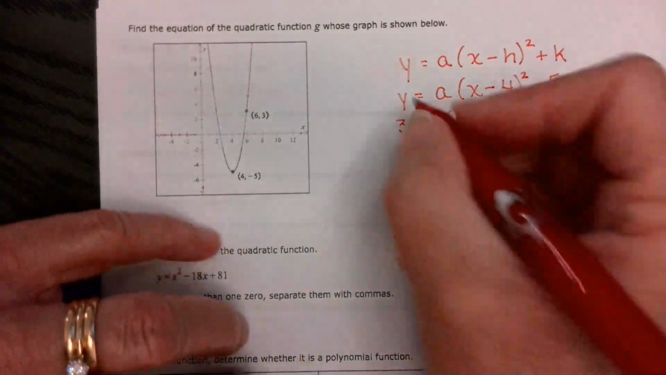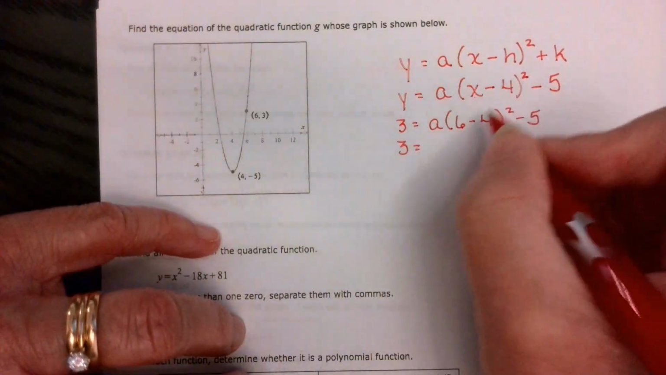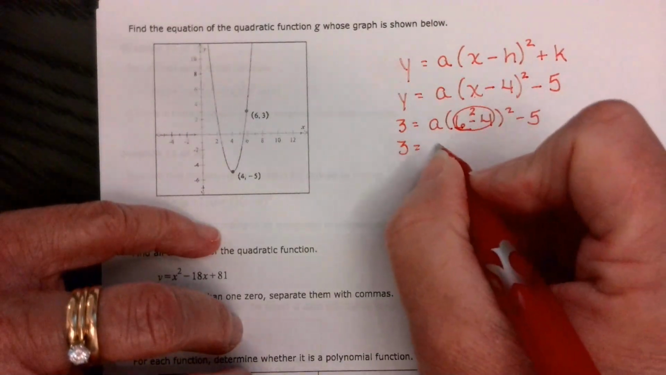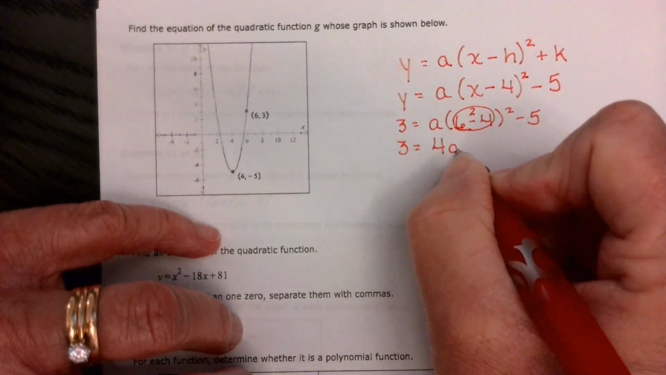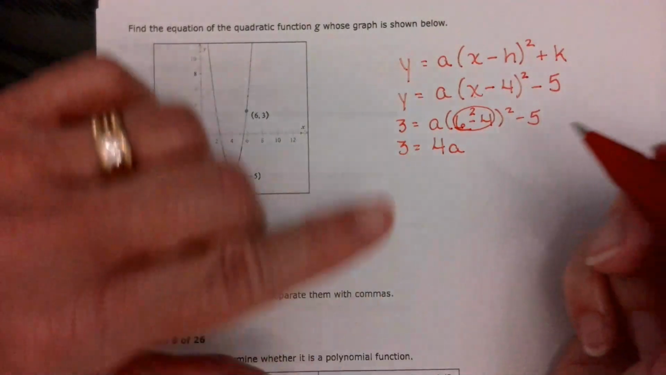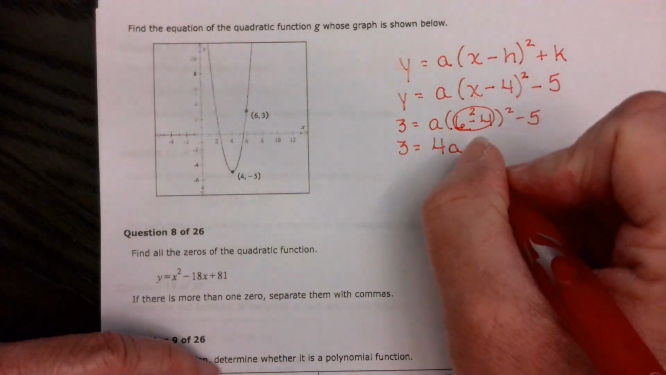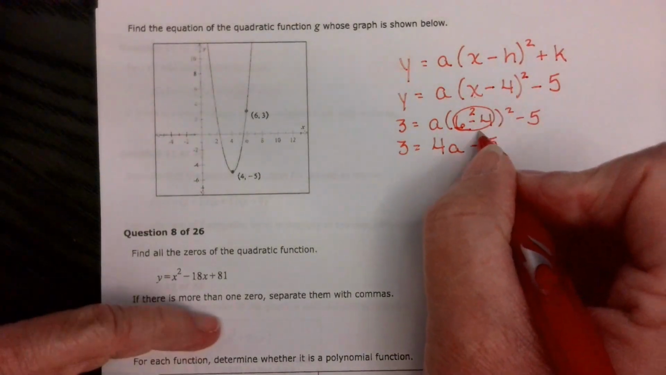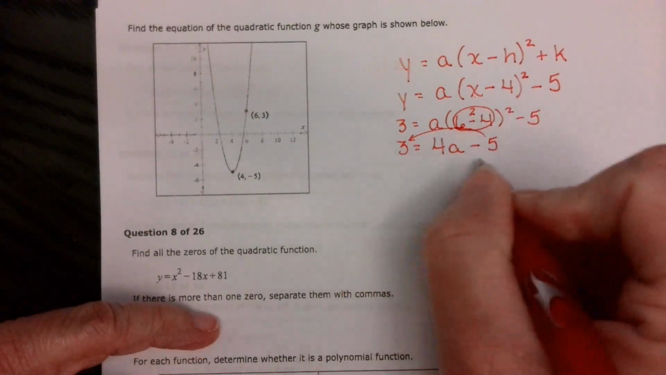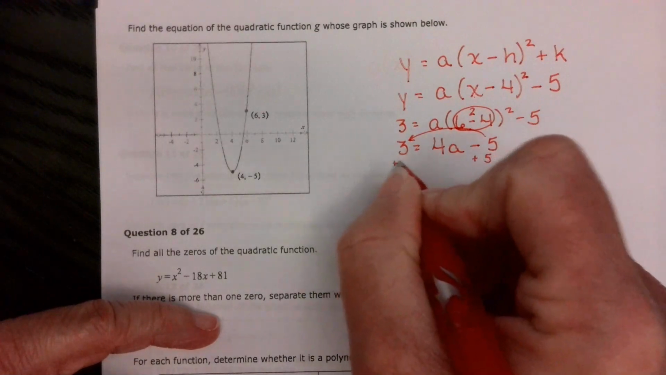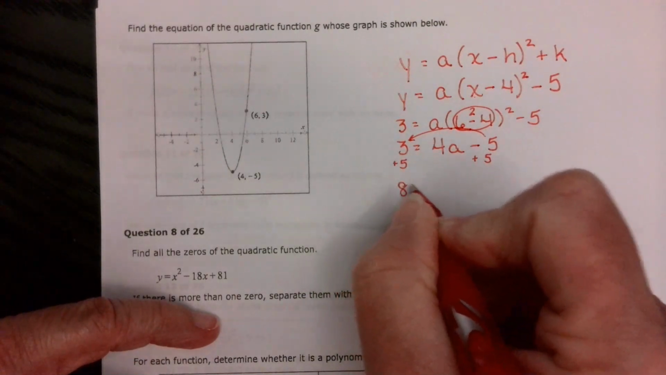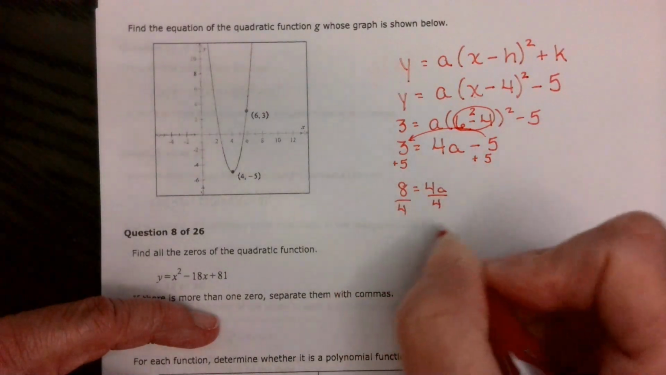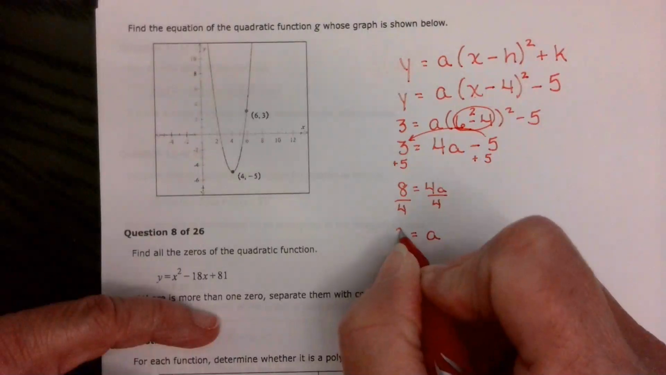Okay, so 3 equals, this gives me 2. 2 squared gives me 4, so I'm going to write that as 4a instead of a times 4 because it's the same thing. Minus 5. Now I'm going to solve for a. I'm going to take this 5 to the other side by adding it. And I get 8 equals 4a. Divide by 4. And a equals 2.